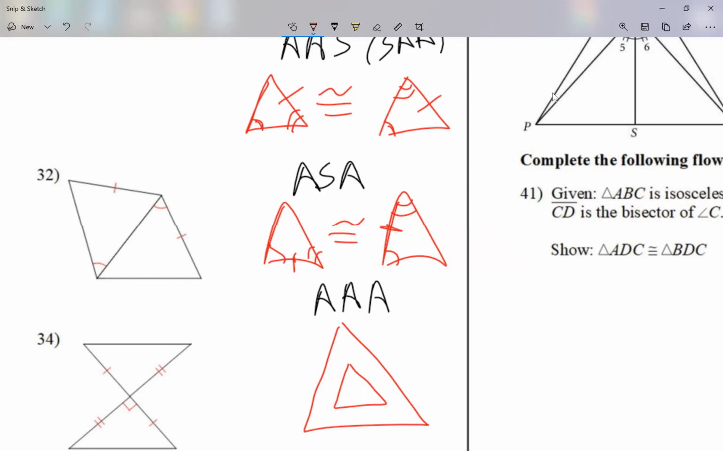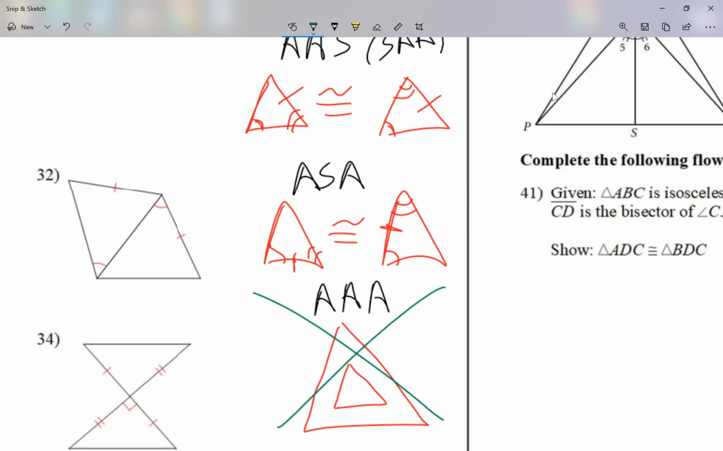So angle angle angle. Let me do it with green here. Angle angle angle does not work for congruency. So sometimes I will mark the 3 angles here. I will mark the 3 angles for you because I want to see if you guys are paying attention. You guys will say, oh, Mr. Leonzo, this is angle angle angle.